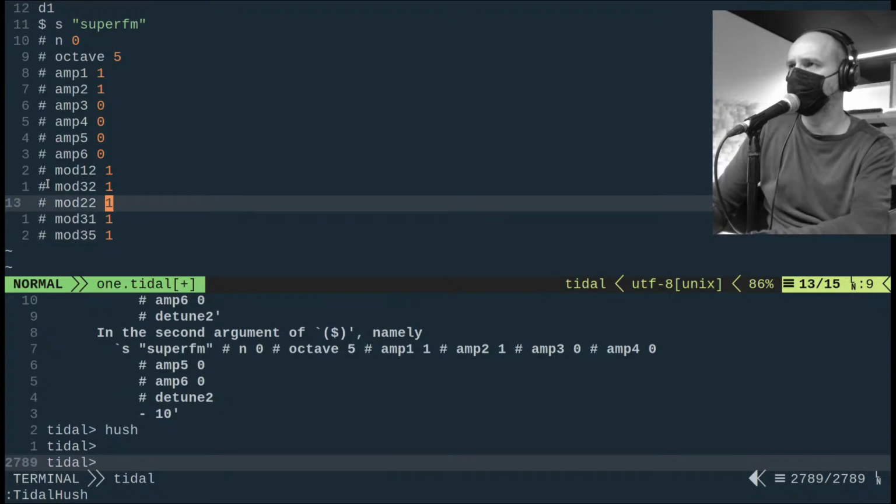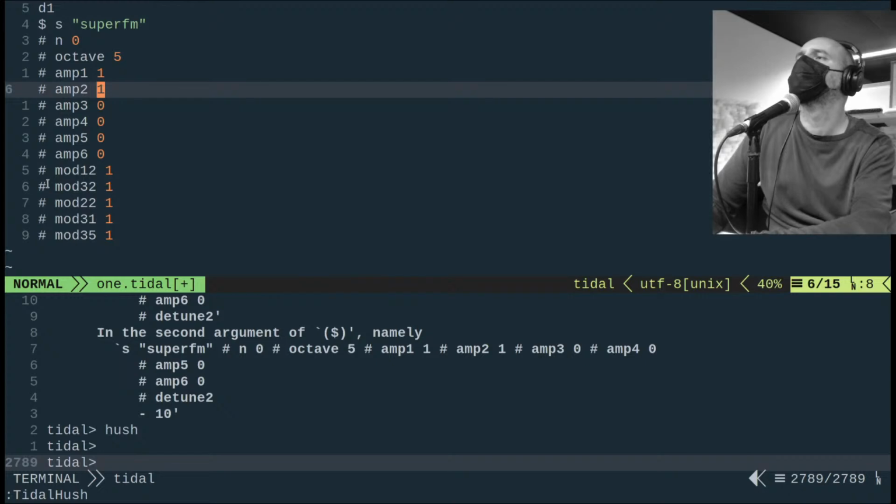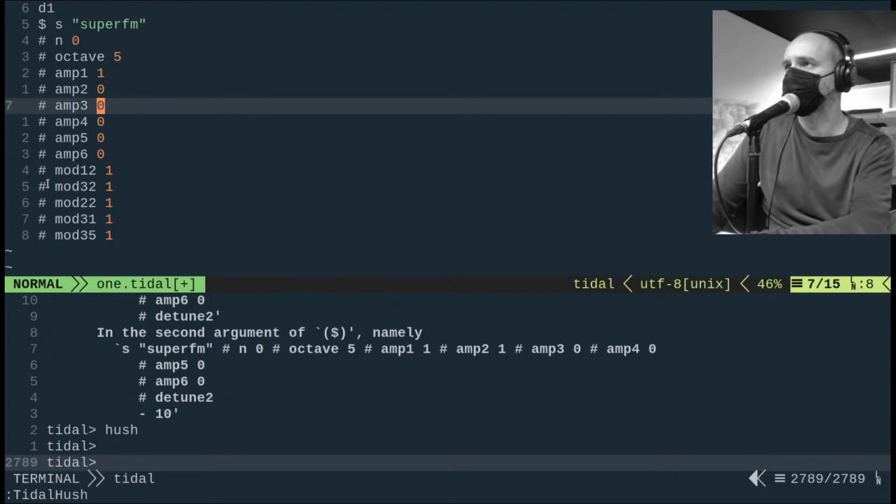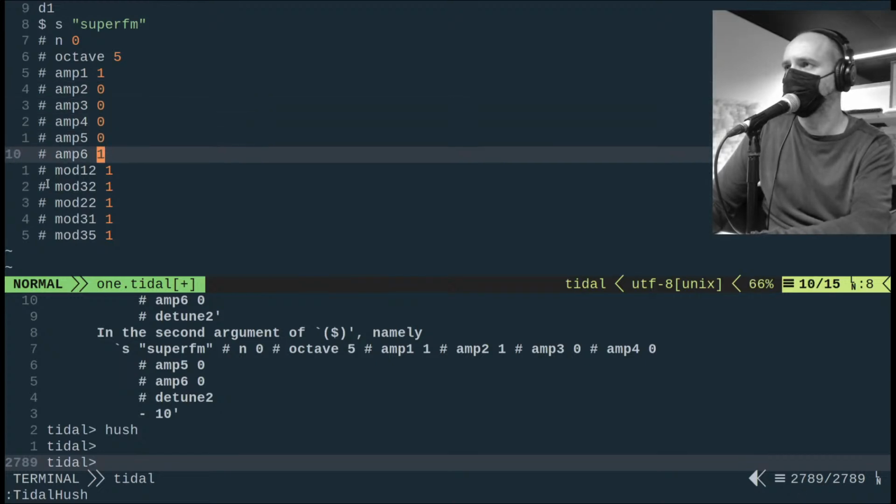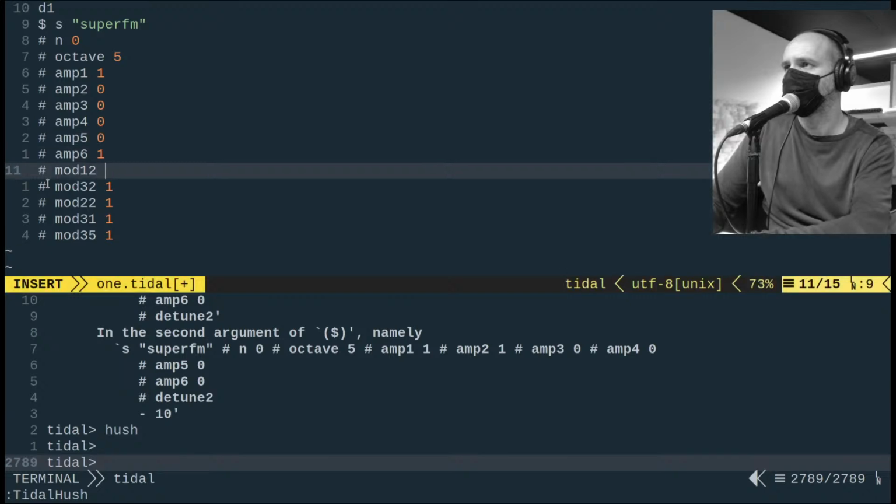One combination that I like a lot is this one. Let me see if I can remember it. This one is the same. I think it's the one I use for FM bass that Ramon has used sometime.